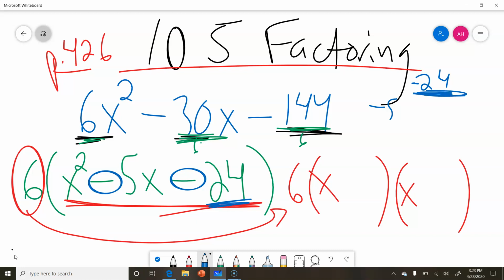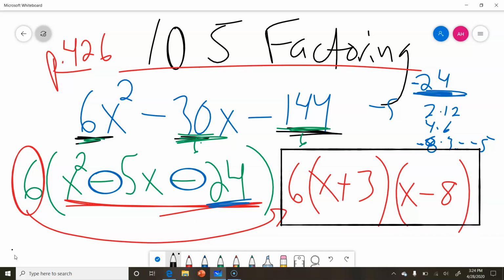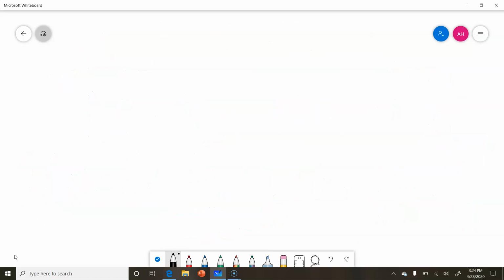So I say, what two things multiply? I got 2 and 12. Well, that's not going to give me negative 5. I've got 4 and 6. That's not going to give it to me. And I have 8 and 3. Oh, look right here. 8 and 3 do equal negative 5 if the 8 is negative. So now I come down here and make one of them negative 8, the other plus 3, and there is my solution right there. Not too bad. Let's do another one, and then we'll do some homework problems.